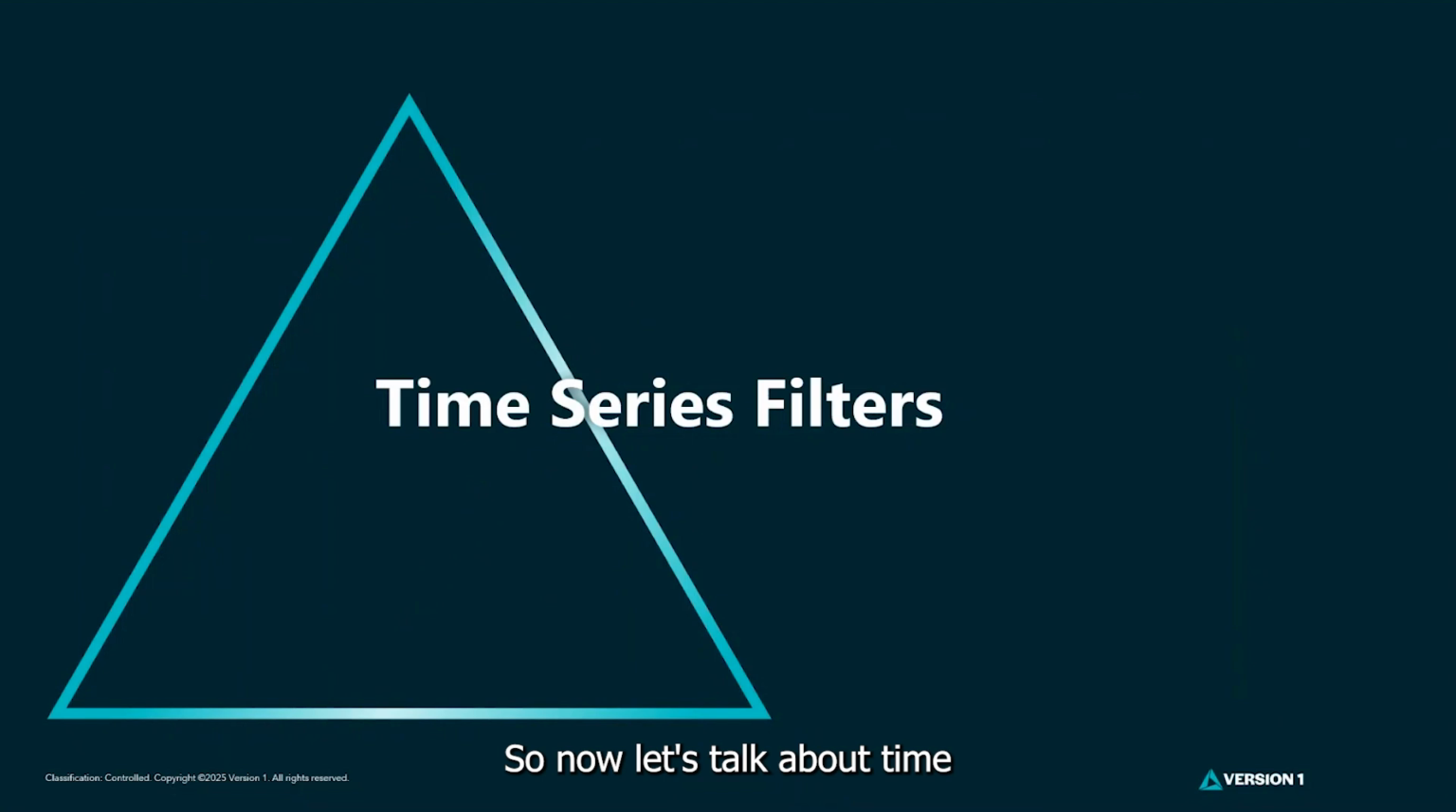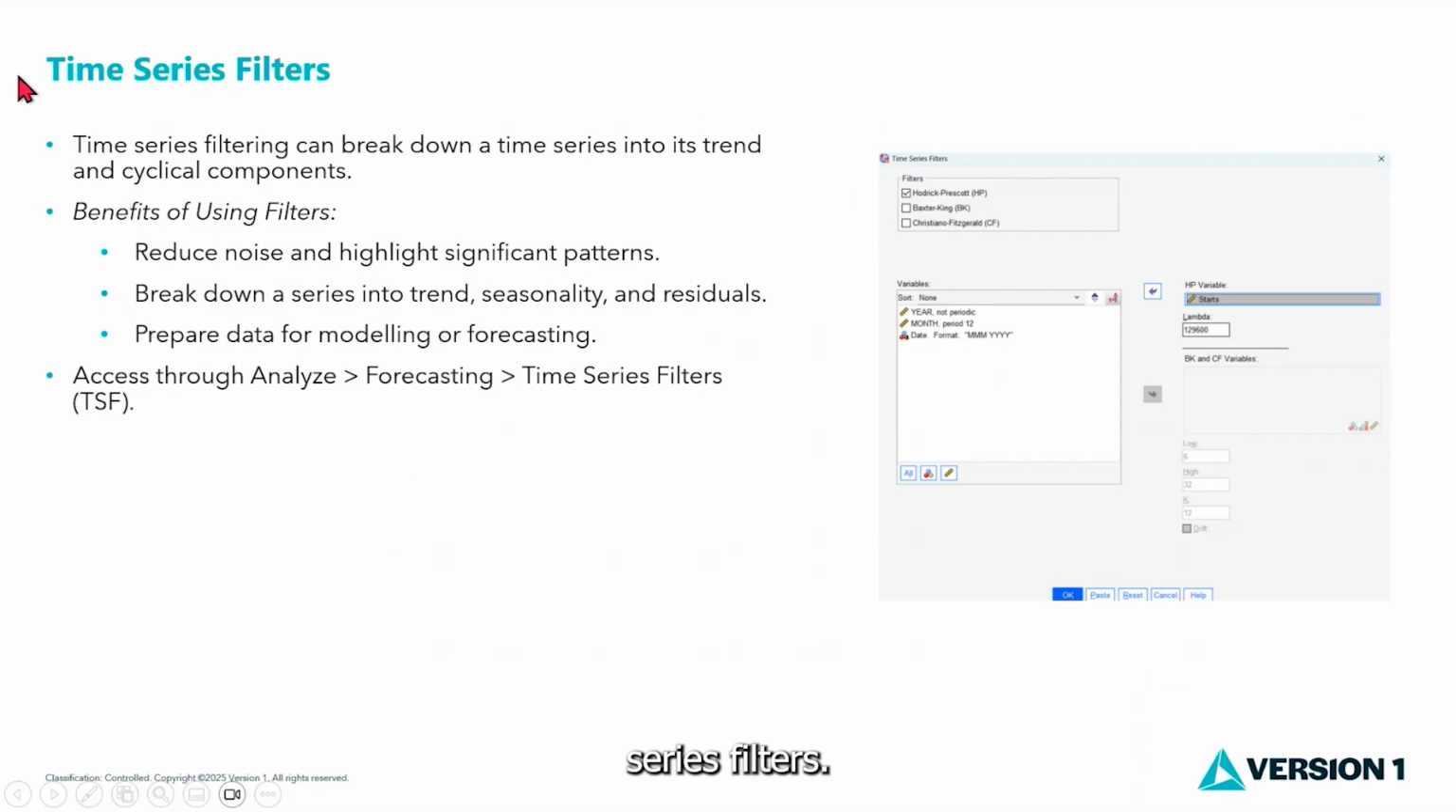So now let's talk about time series filters. Time series filtering can break down a time series into its trend and cyclical components. So time series filters have benefits because they reduce noise and highlight significant patterns. You can break down a series into trend, seasonality, and residuals, and you can prepare data for modeling or forecasting.